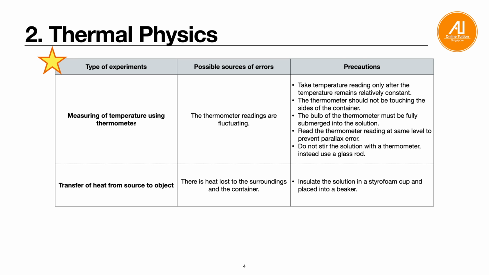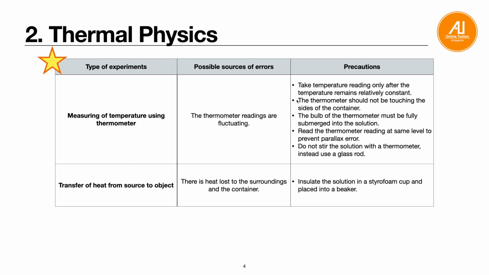So sometimes when you measure thermometer reading, even for chemistry and practical, the temperature reading might be fluctuating. So what are the precautions? You have a few here. First one, take the temperature reading only after the temperature remains relatively constant. Once it's stabilized, then you take the reading. That will be the accurate reading.